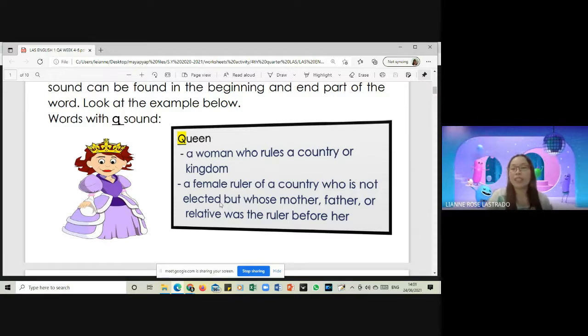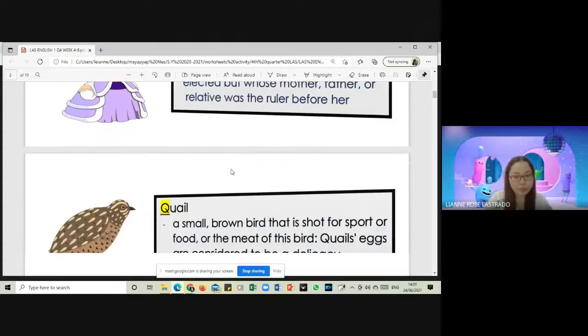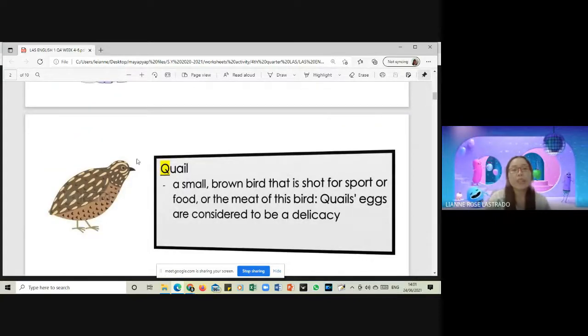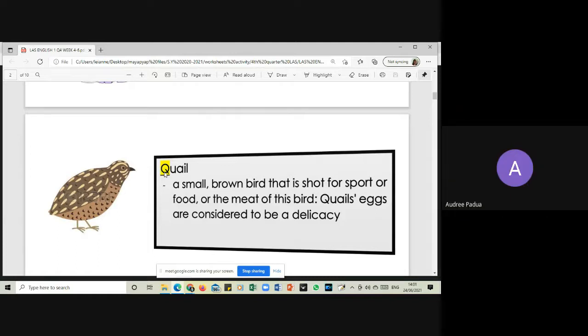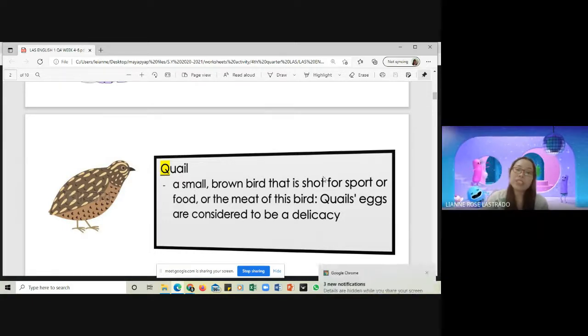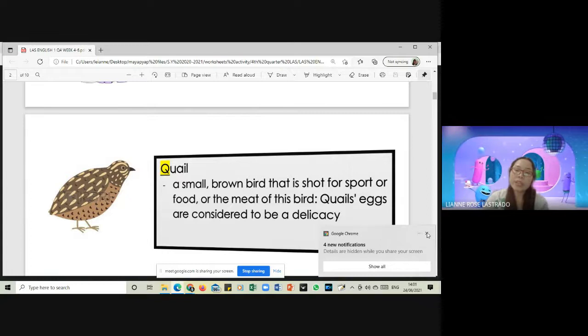They are not elected, people are not voting for them. As a matter of fact, it is really in their family, in their bloodline, that they have this responsibility to rule their country. Now let's proceed to another word. The word is quail. Say quail. Quail. I would like Red Harvey to please read the meaning of the word quail. Go.